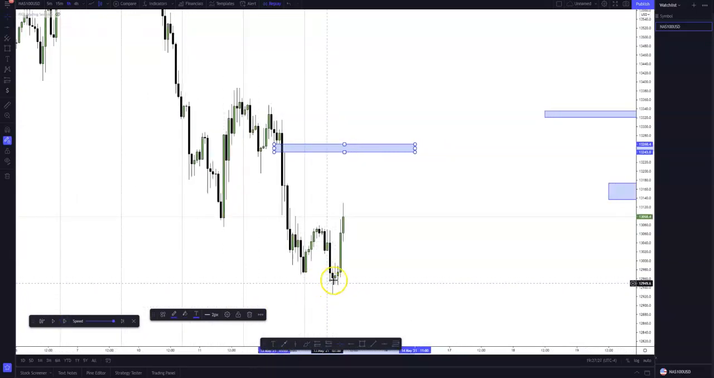Okay, this could possibly be an entry right here. I don't know. This is the 1 hour, but I like to look at gaps or unfilled orders on the 1 hour because they just look cleaner. If you look at it on the 5 minute or the 15 minute, you're going to see gaps all over the place. But we like the higher time frame gaps in the market. So I would prefer it to be on the 1 hour.